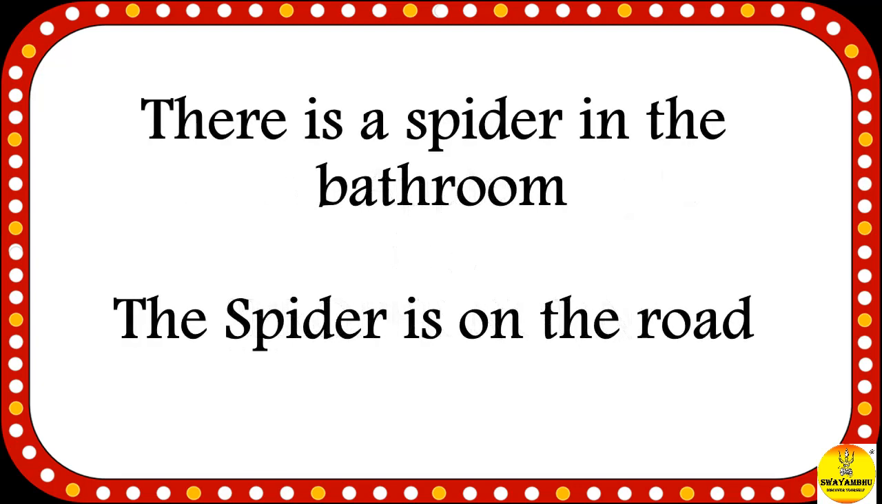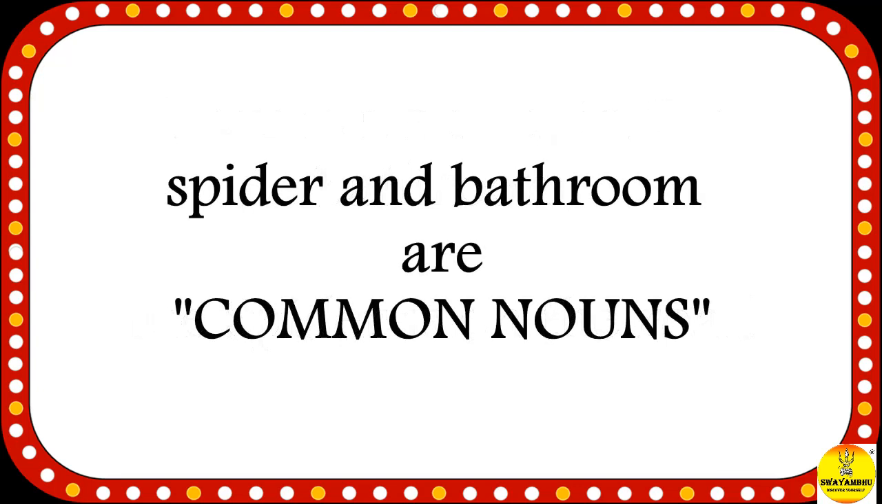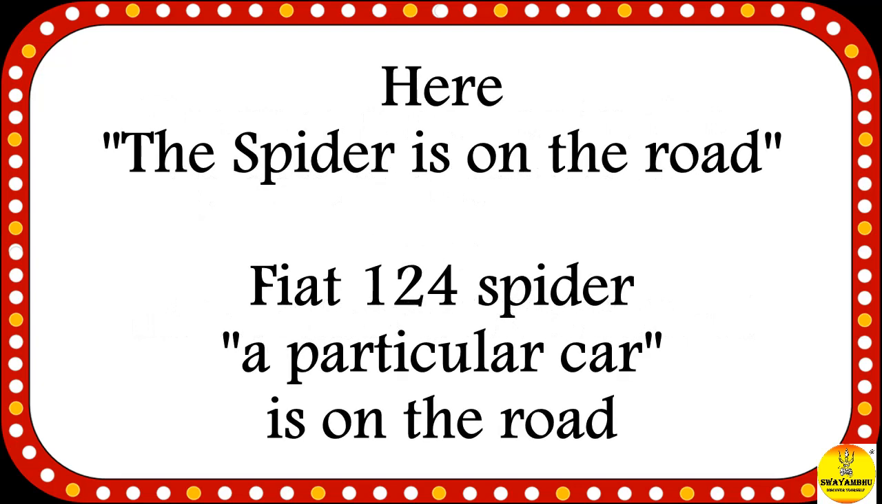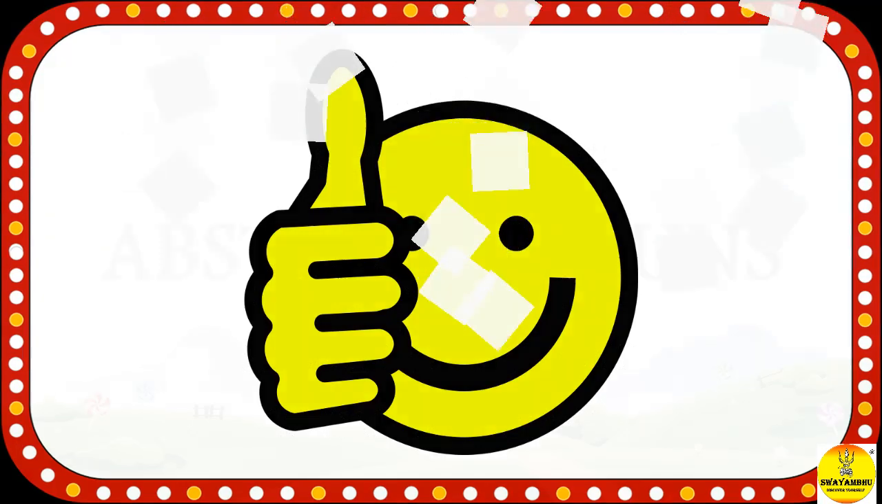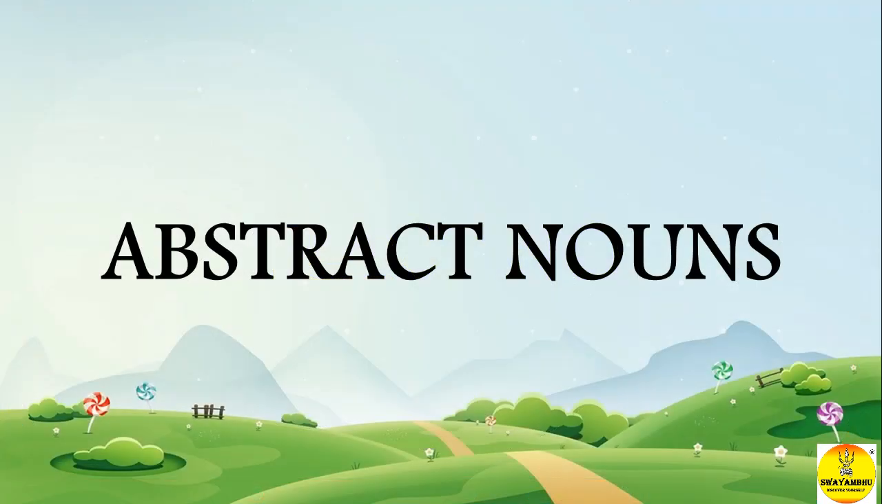There is a spider in the bathroom. The spider is on the road. So are you confused? Why does one spider have a lowercase and another Spider a capital first letter S? There is a spider in the bathroom. Spider and bathroom are common nouns. There are many spiders. But look at this sentence. The spider is on the road. That means we are talking about the Fiat 124 Spider, a particular car. You got it? Okay, so let's move on and talk about abstract nouns.